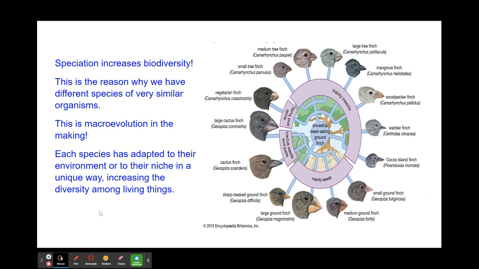Speciation increases biodiversity on Earth. Speciation is the reason why we have lots of different species of very similar organisms. This is what I was asking about those potatoes and cucumbers and tomatoes, etc., at the grocery store. Speciation is macroevolution in the making. Each species has adapted to their environment or to their niche in a unique way, increasing the diversity among living things and making the tree of life even fuller.